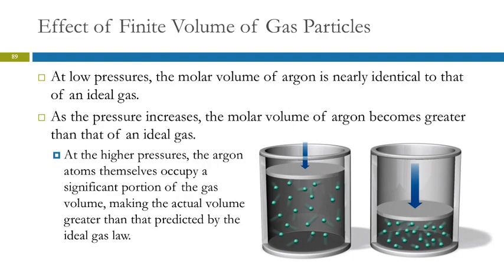So at low pressures, the molar volume of argon is nearly identical to that of an ideal gas. But if we increase the pressure, so we push down on this, that's decreasing the volume. Now these particles are very crowded together, aren't they? As we get them closer and closer together, the molar volume becomes larger than that of an ideal gas. Because at high pressures, the large size of these argon atoms begins to become significant. It's not so small that you can just ignore it anymore.